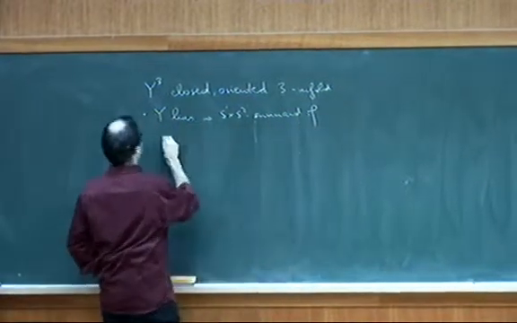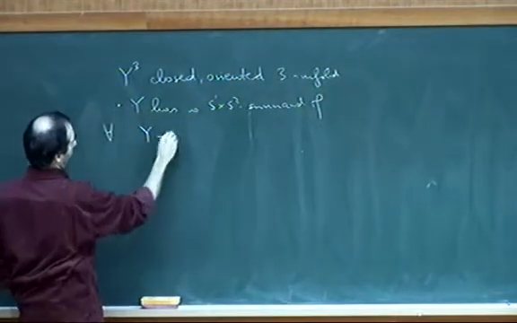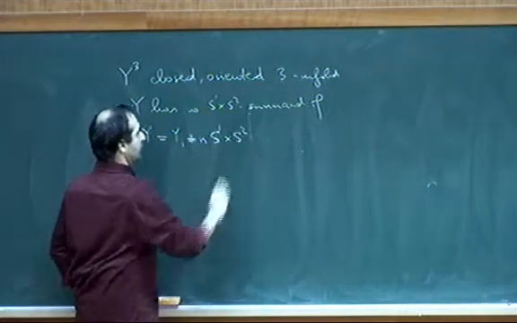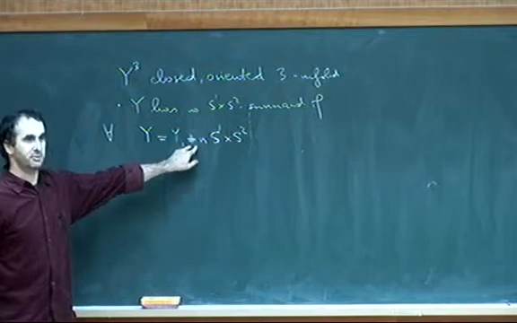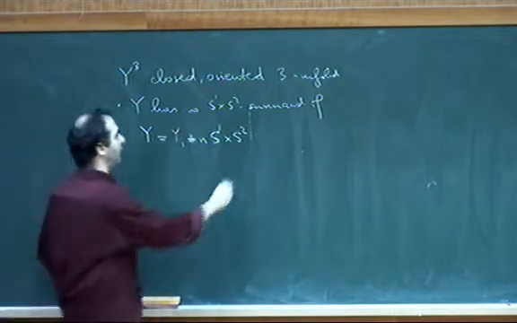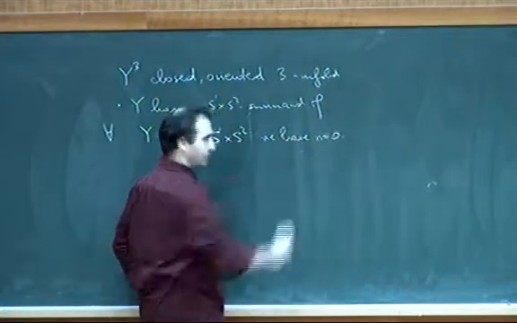if for any decomposition, a connected sub-decomposition of n copies of S1 cross S2 and some other three-manifold Y1, we have n equals 0.